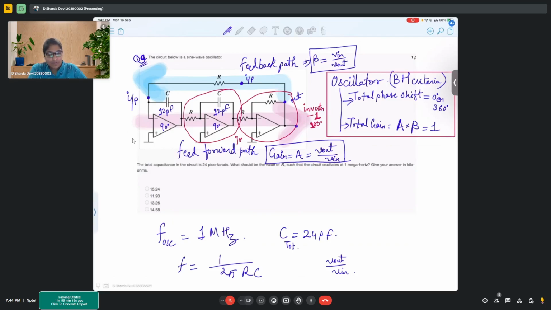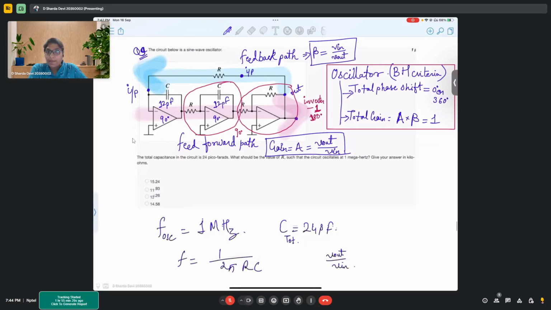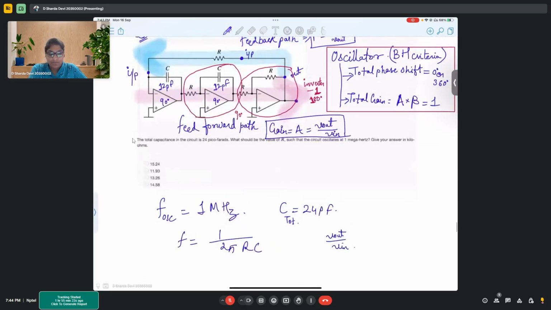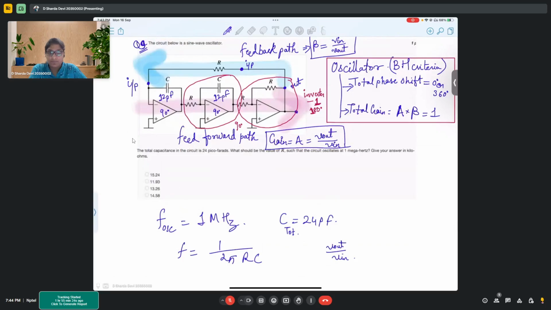Because even at the input or any node, op amps are essentially MOS, so they will have some capacitance in them. That's why I said we are not talking about parasitics over here. We are talking about the externally connected capacitors. Sorry, but would this even apply if we have a very high frequency, or will we talk of the parasitics in that case?